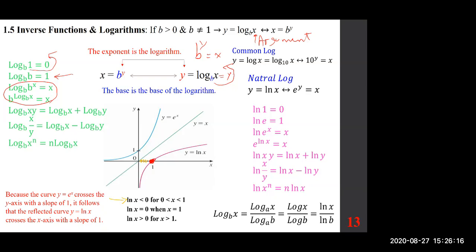Finally, we will discuss this last piece when we delve into more calculus, okay? The curve y equals e to the power of x crosses the y-axis with a slope of 1, okay? And the same thing happens with ln x because they are inverse functions. We don't have to worry about it now, but at least it's mentioned here.